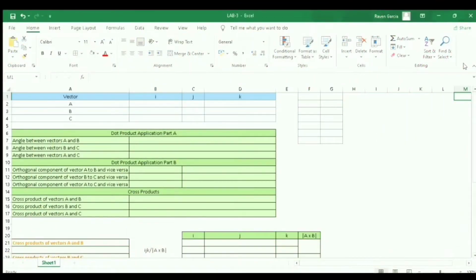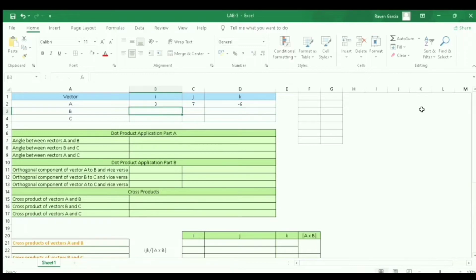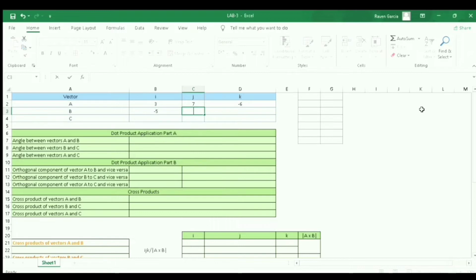We are already done with the template, so let's input the given. At row 2, column B, input 3. To column C, input 7. At row 2, column D, input negative 6. Let's do the row 3. At row 3, column B, input negative 5. At row 3, column C, input 4. At row 3, column D, input 3.